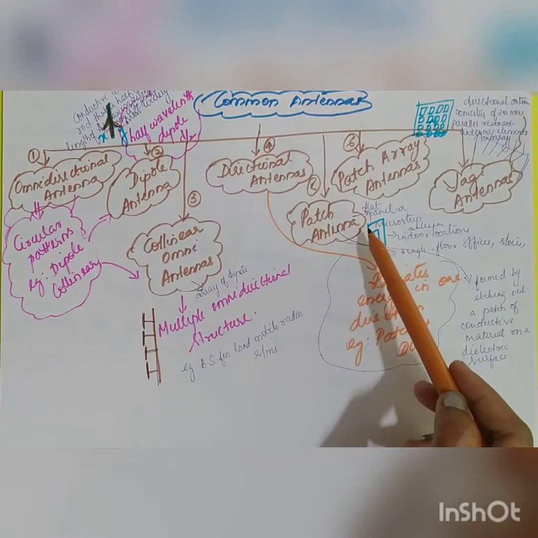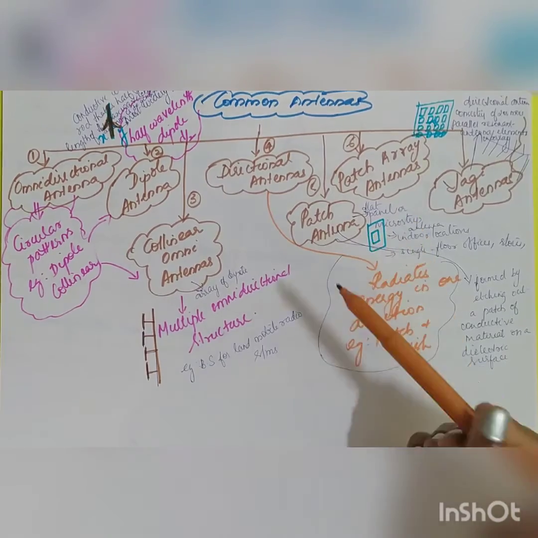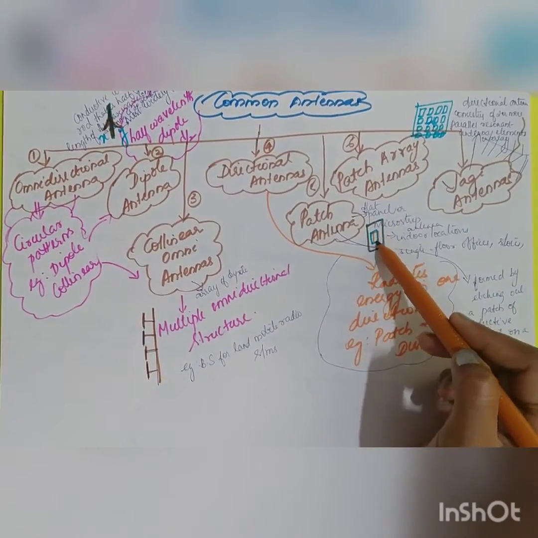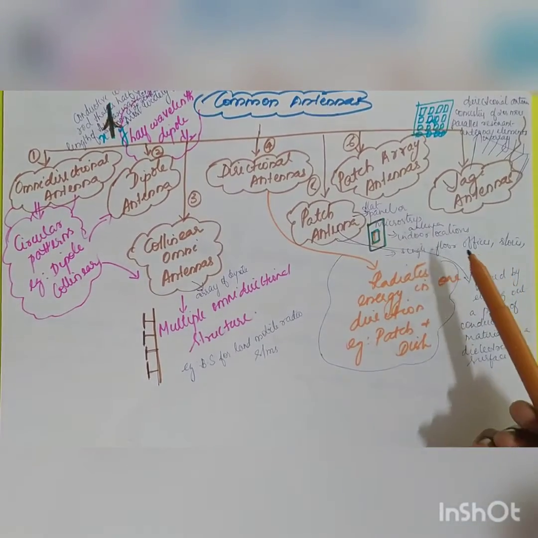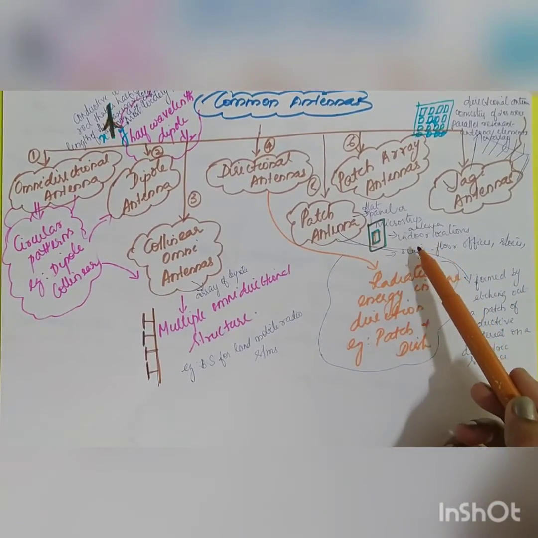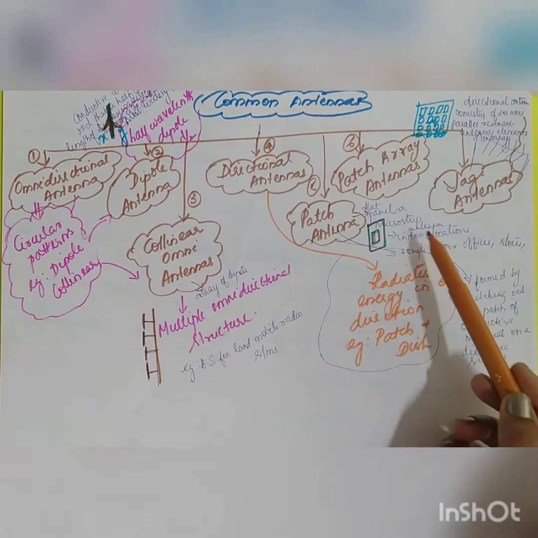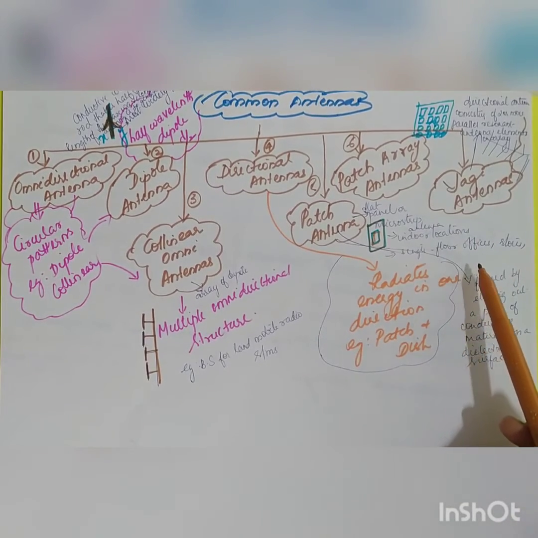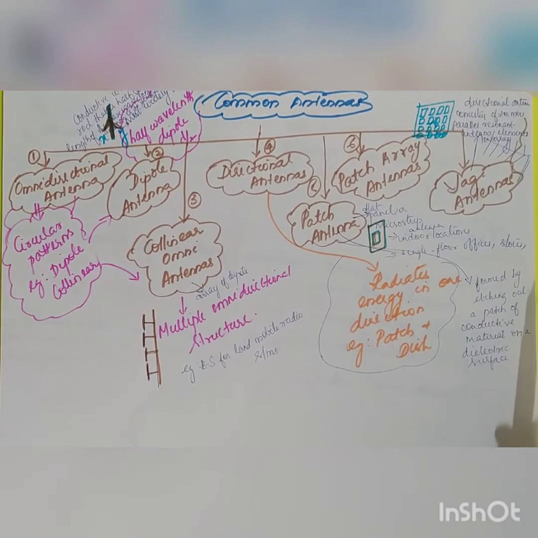Your next type is called your patch antenna. What is meant by a patch antenna? This is the structure of your patch antenna. It is normally a rectangular shape, flat panel, and it is also called by another name, microstrip antenna. It is used for indoor locations, just like single floor offices, stores, etc.